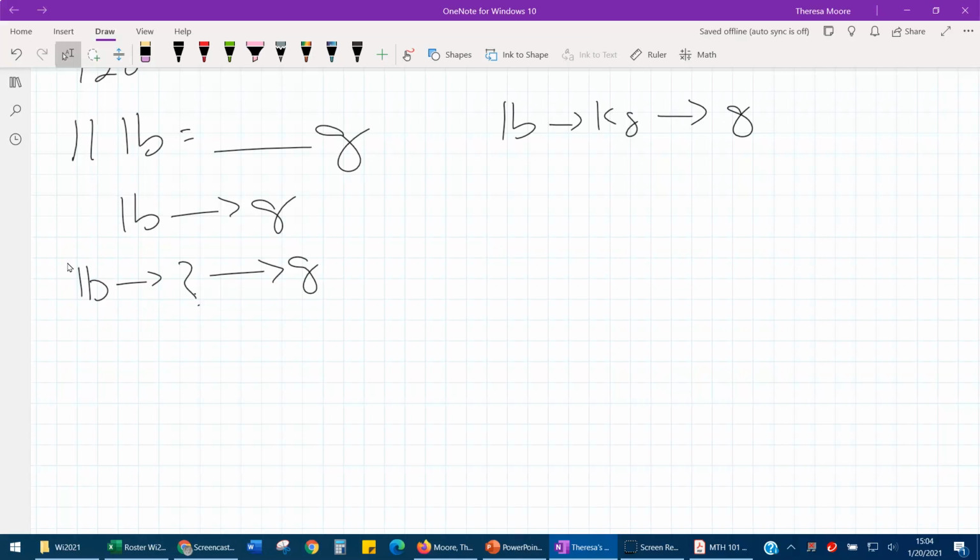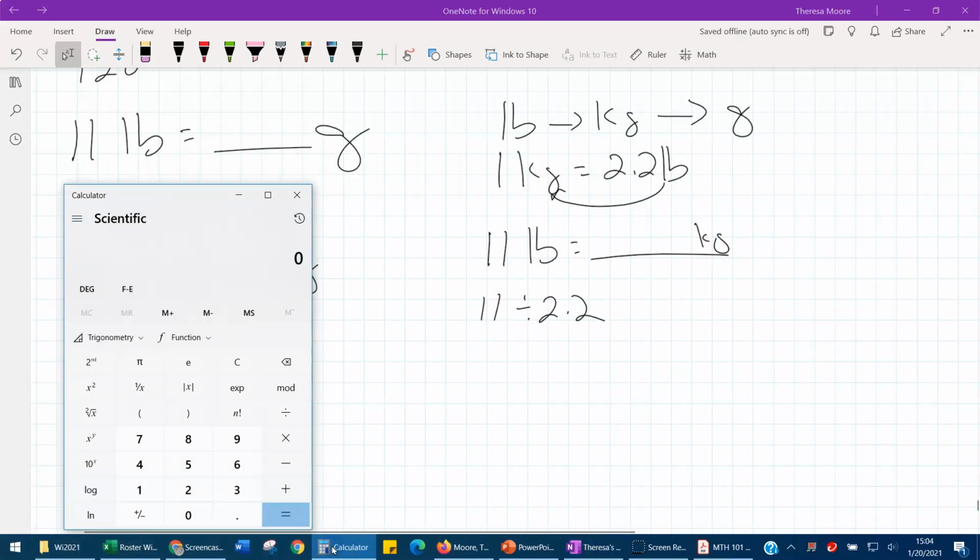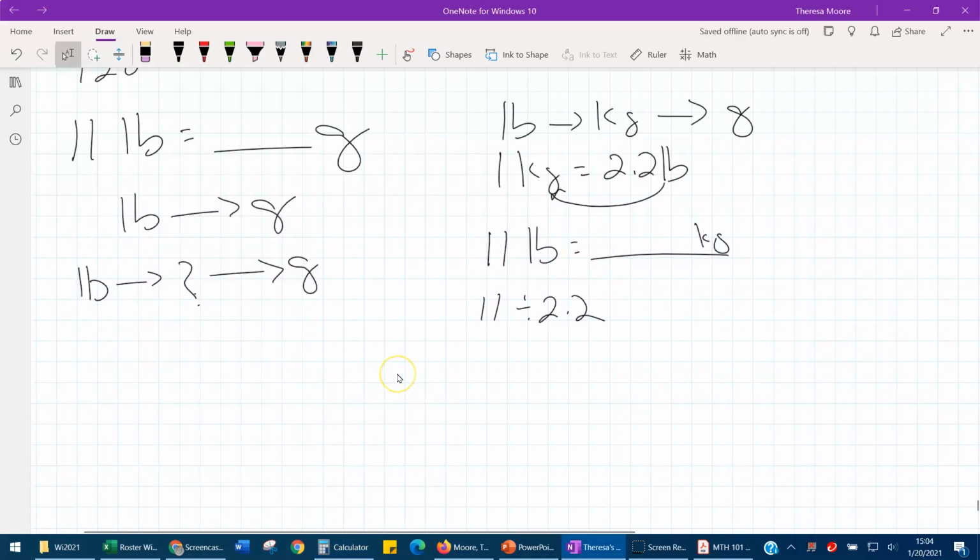So I know 1 kilogram equals 2.2 pounds. I have 11 pounds. So to convert that to kilograms, I'm going in this direction. So I have to divide by 2.2. 11 divided by 2.2 is 5. So 11 pounds is 5 kilograms.